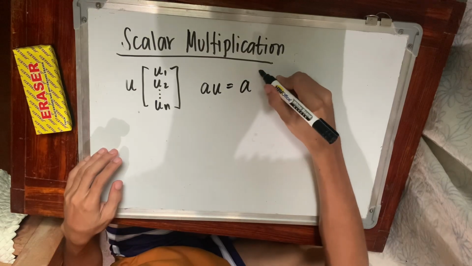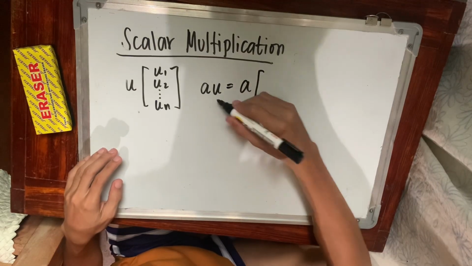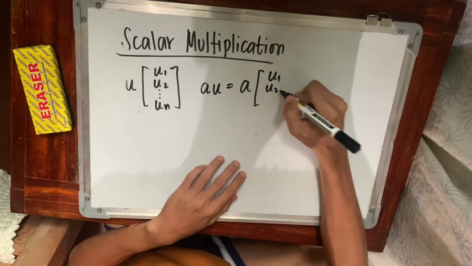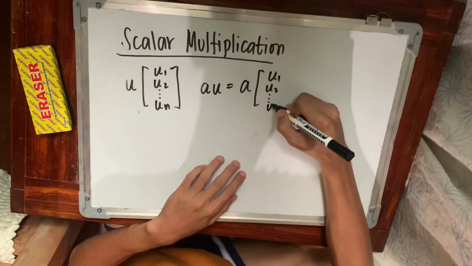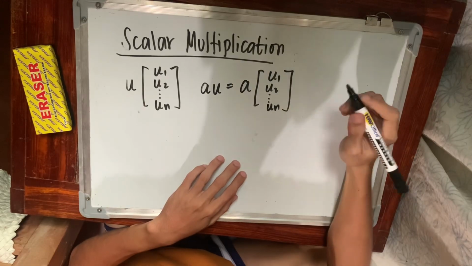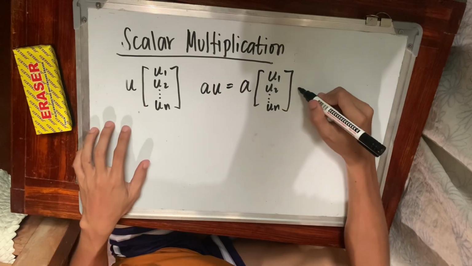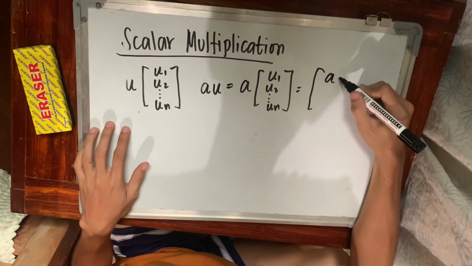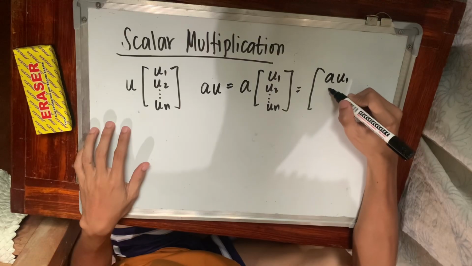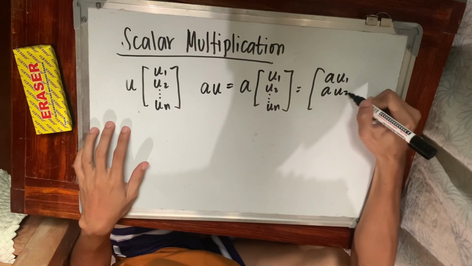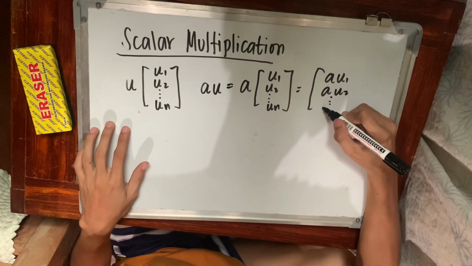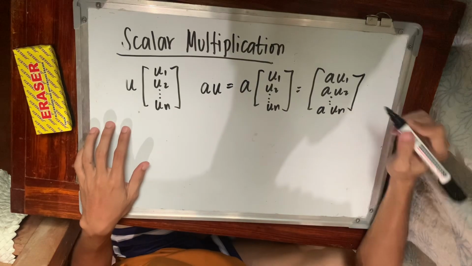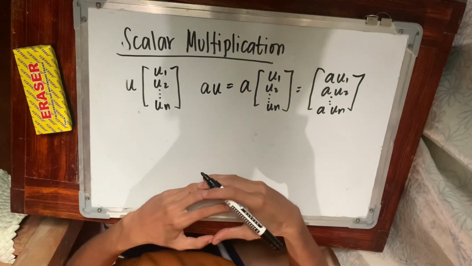A times the vector u, we have u sub 1, u sub 2, up until u sub n. And we have a times u sub 1, a times u sub 2, up until a times u sub n. So let's have some example.